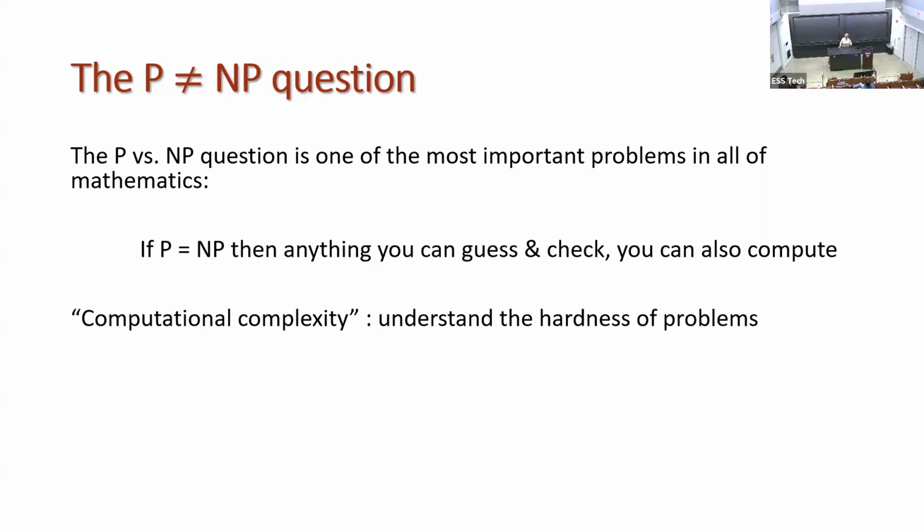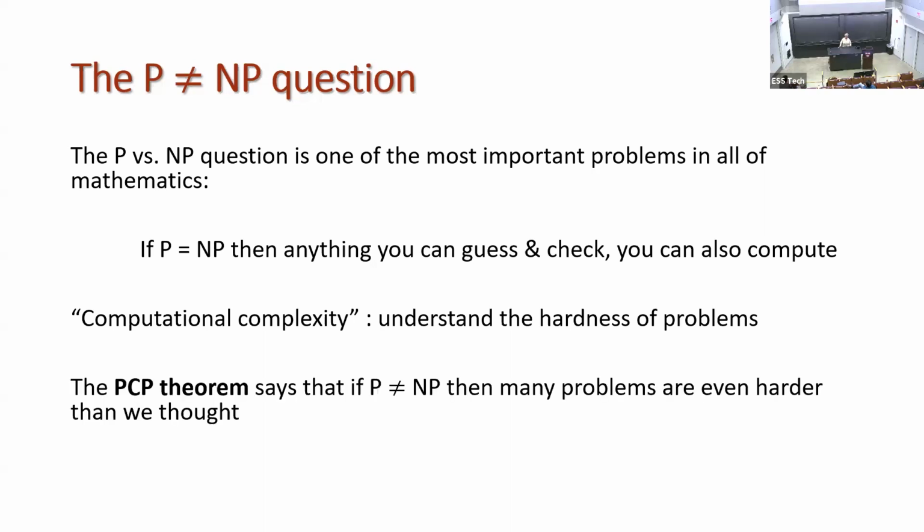And one direction in which we try to approach this question is through the PCP theorem. The PCP theorem says that if we assume that P is different from NP, then there's a bunch of problems that we know are hard. And it shows that many additional problems are also hard. So it's like looking at a lot of problems that you might think are easy, and the PCP theorem tells you, no, they're actually very, very hard. So in some sense, it's pushing the boundaries of this class of difficult problems.